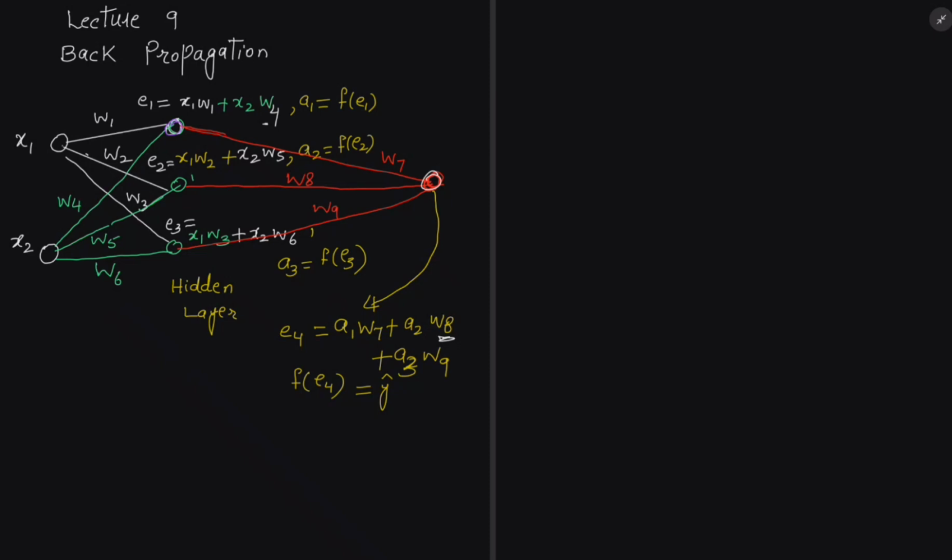Back propagation ensures that the weights W1 and so on, all the weights, are well optimized. When this optimization has been completed, then we can use those weights for our test data.